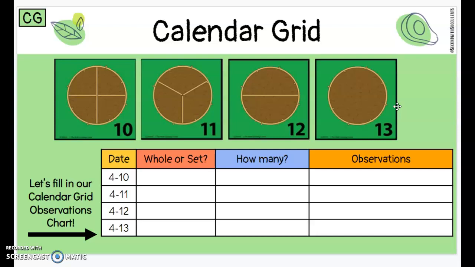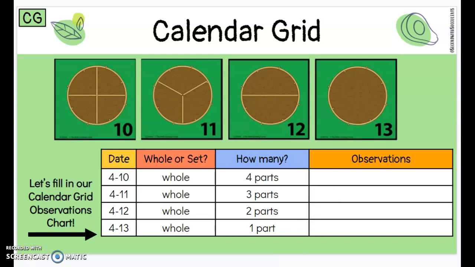If you're thinking it was one whole garden bed, that's good thinking. Give yourself a pat on the back. We're talking about the whole. We have one whole garden bed in 4, 3, 2, and 1 part. That helps us to think about our how many. How many parts do we have in each calendar marker? If you were thinking, we start with 4 parts, and then we go down to 3 parts, then 2 parts, then 1 whole part. That's good thinking.